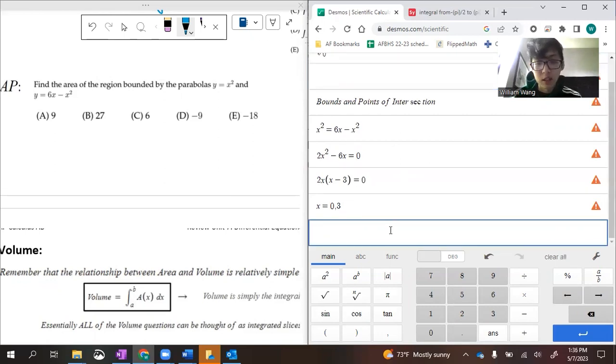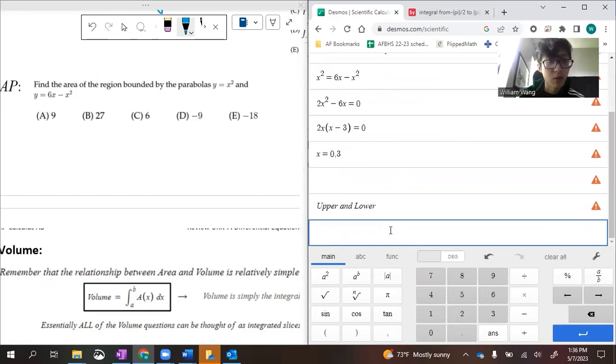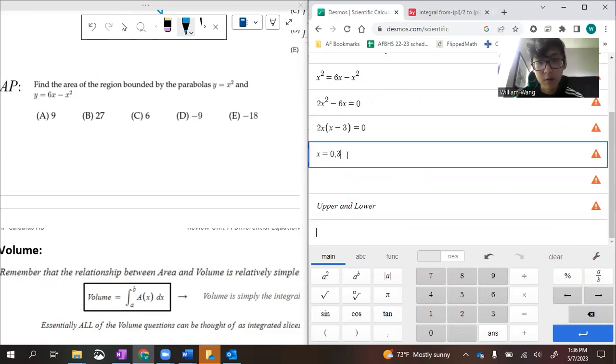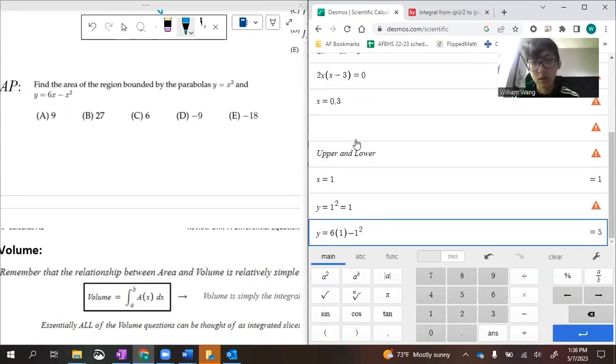Okay, next, which one's the upper and lower function? What I'm going to do is plug in a value between 0 and 3. So let's plug in x equals 1. My first equation is y equals x squared, so y is equal to 1 squared, that's equal to 1. For the second, y is equal to 6 times 1 minus 1 squared, that's equal to 5. All right, so which one's the upper one?